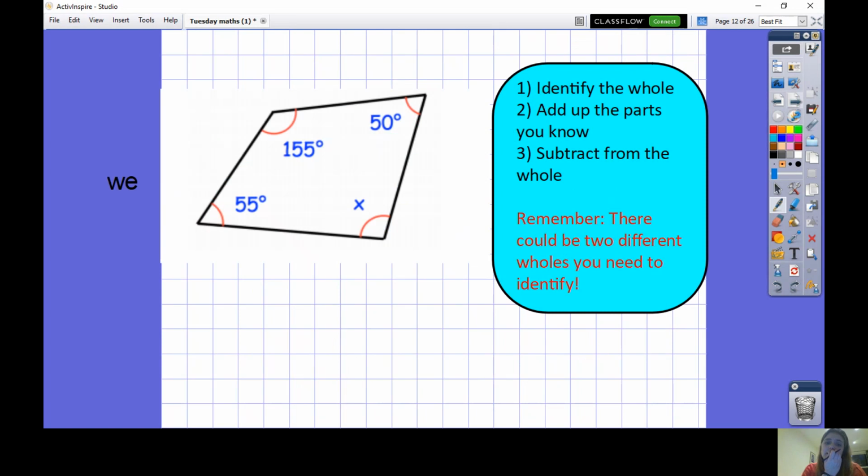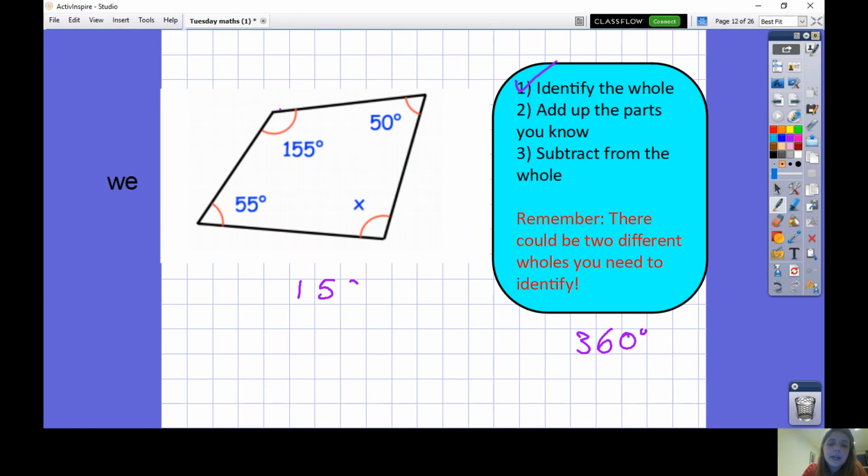Let's have a look at another question then. I can see that this shape has 4 sides. That tells me it's a quadrilateral, so my whole is 360 degrees. It doesn't matter what 4-sided shape it is. If I add up the angles of a 4-sided shape, it will be equal to 360. Next step is to add up the parts you know.